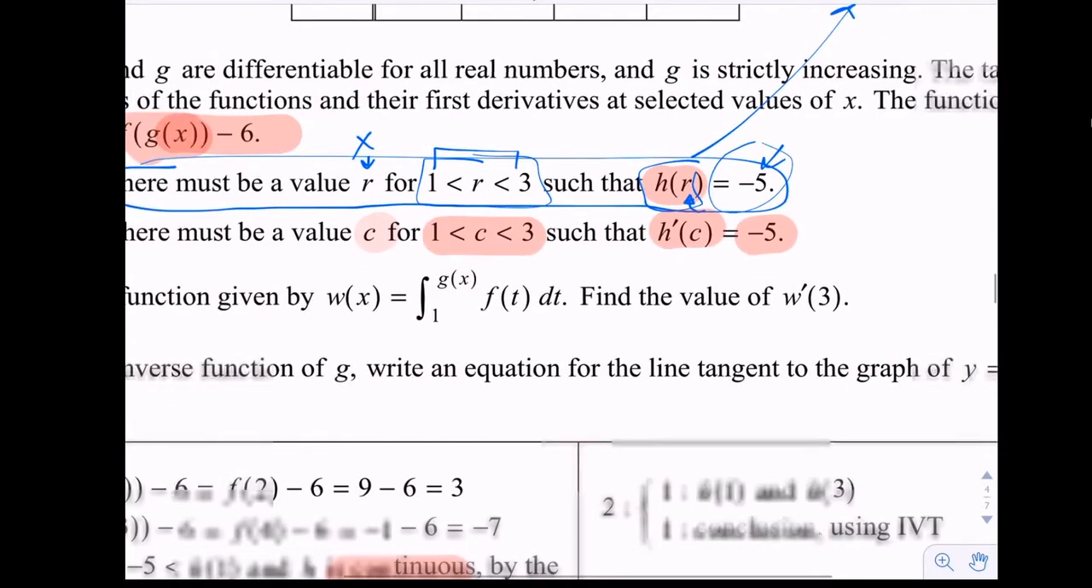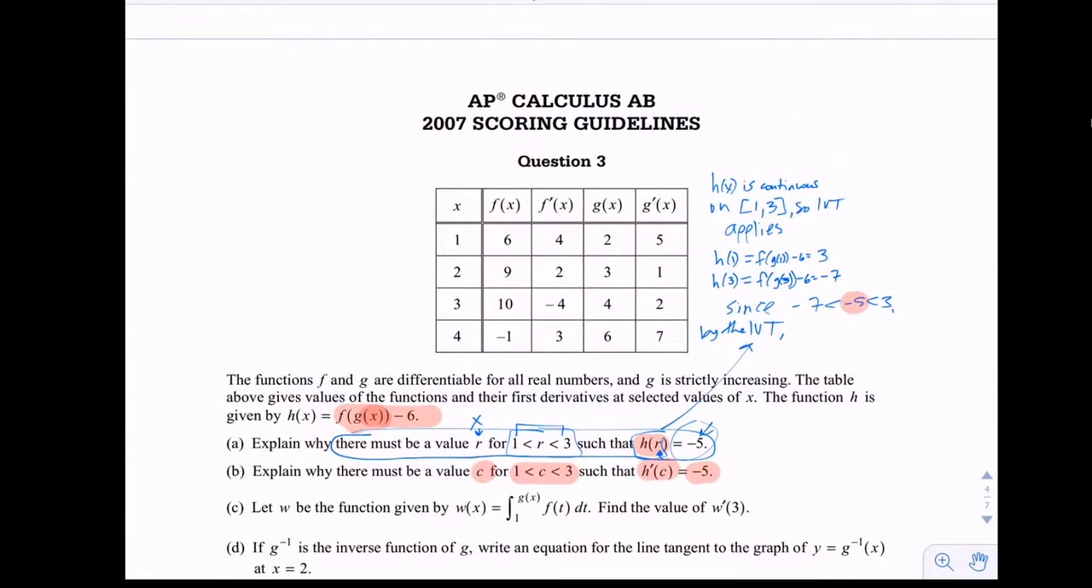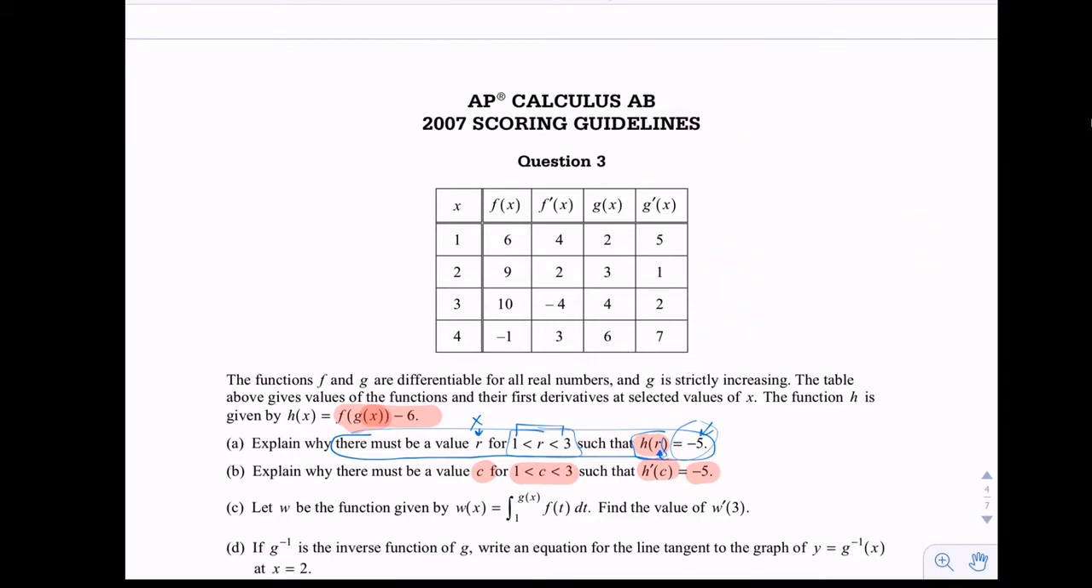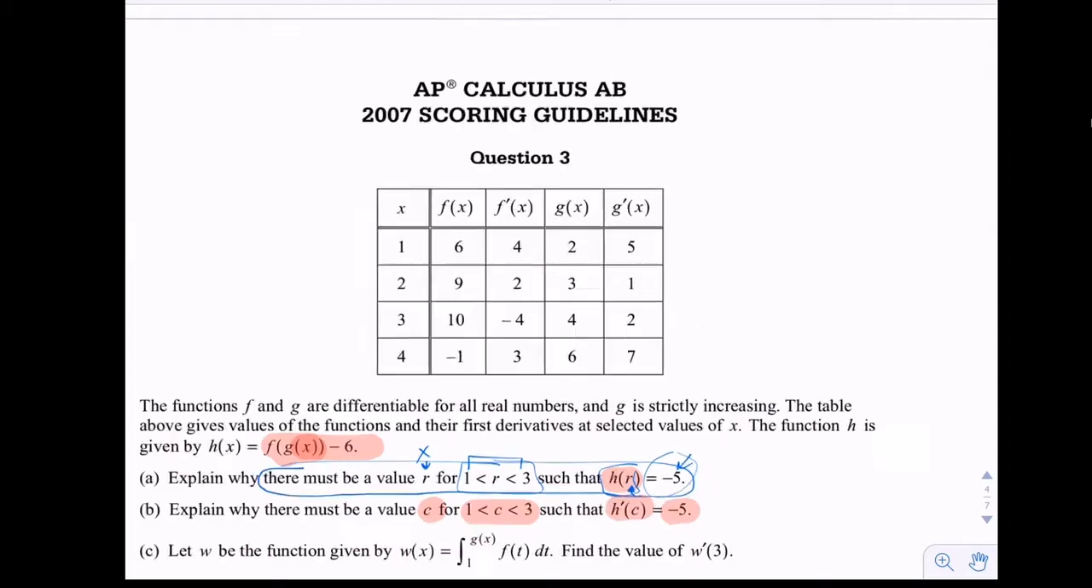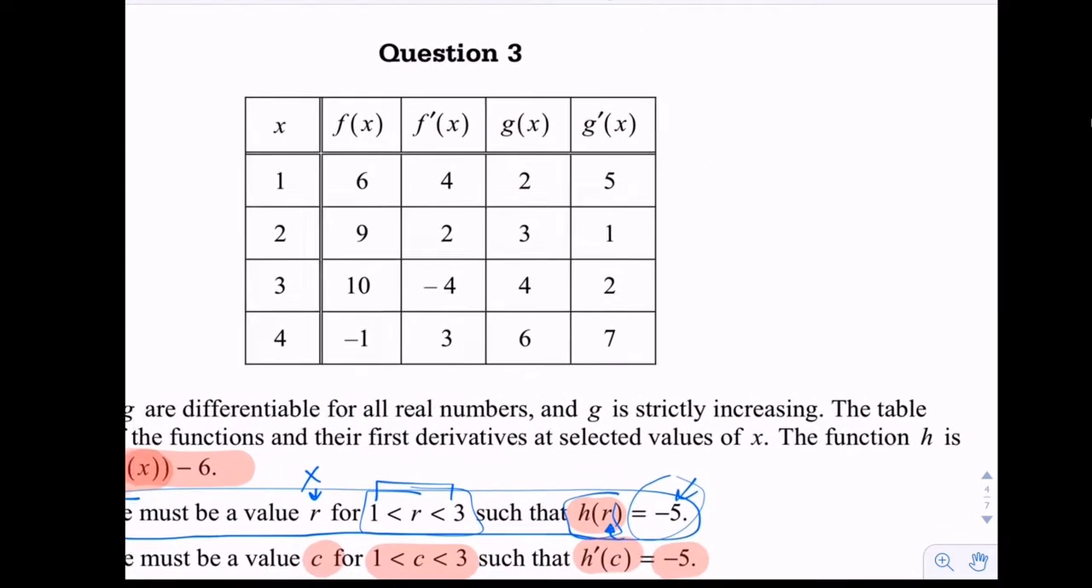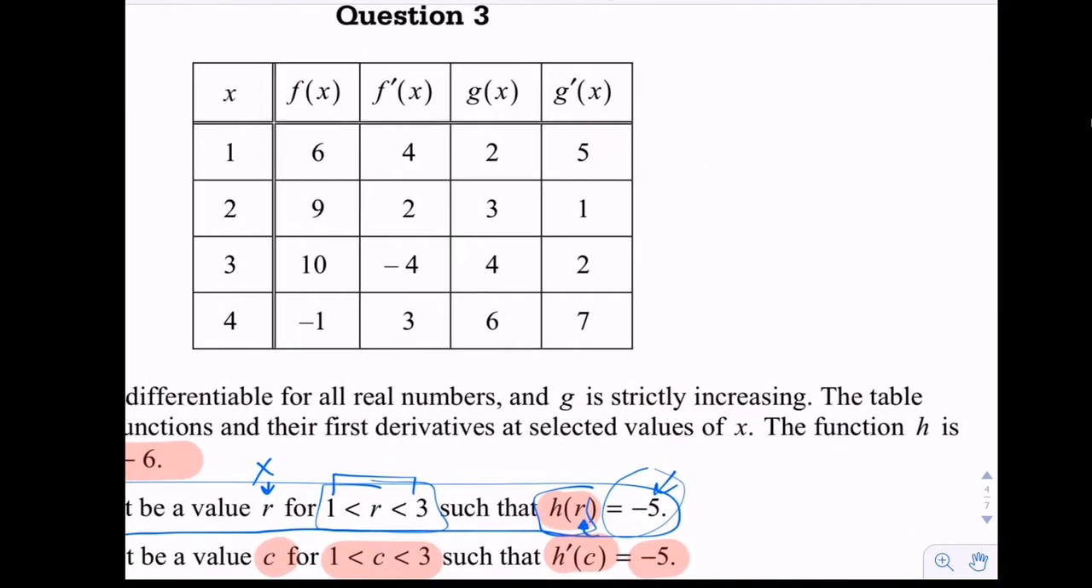Got it. All right, so I'm going to get rid of all this stuff up here because we need the space. Don't do this on the real test. Don't do A and then erase it. Keep it there and just go to Part B. All right, explain why there has to be another x value where the slopes are negative 5. How are we going to do that?